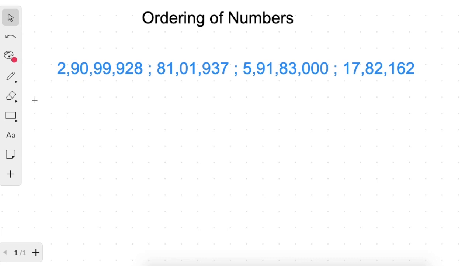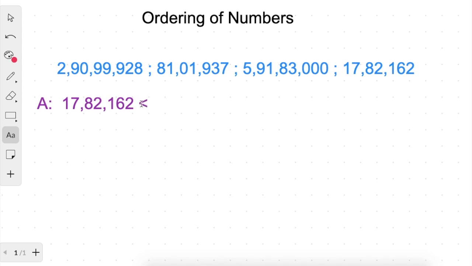So let us see how we can do it. I'll write A for ascending order. Ascending is writing the smallest first. So can you compare these four numbers and tell me which one of these is the smallest? Yes, this one. It is 17,82,162. So I'll just write down 17,82,162.